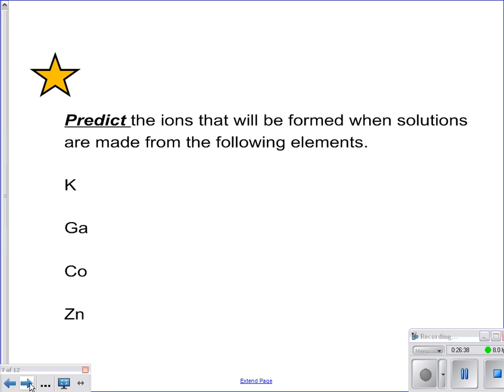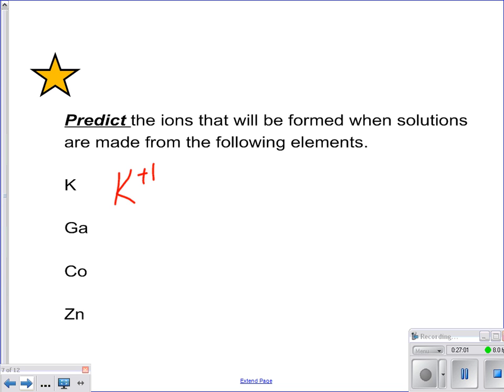So again, think about why it forms the charge that it does. If you were looking at potassium, you see it's an alkali metal. What do you know about all of your alkali metals? What's the number of valence electrons? 1. What's the easiest thing to do? Lose 1 or gain 7? Lose 1, so it becomes K with a +1 charge.